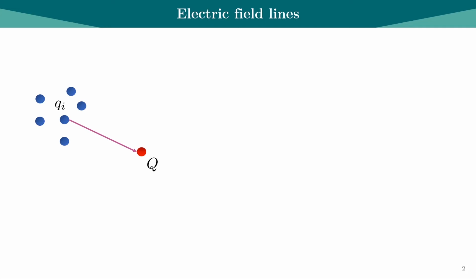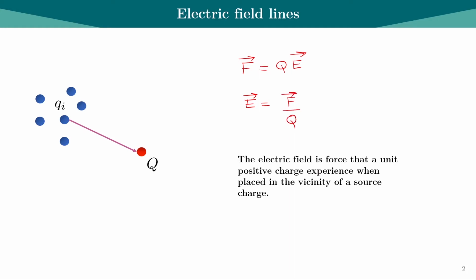We have seen that as we place a test charge capital Q in the vicinity of a source charge small q, the test charge begins to feel a force which is given by F equal to Q times E. From this definition, the electric field E can be written as E equal to F over Q. And we define the electric field as the force that a unit positive charge experiences when placed in the vicinity of a source charge.